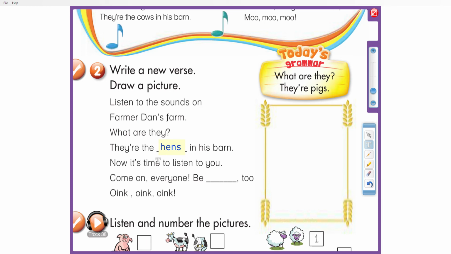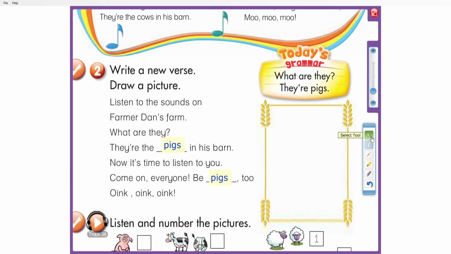Now it's time to listen to you. Come on, everyone. Be. Oh, sorry. It's oink, oink, oink. So we're going to write pigs. These are the pigs. The pigs are the ones who say oink, oink, oink. Pigs. Good. Now, let's draw the pigs here.